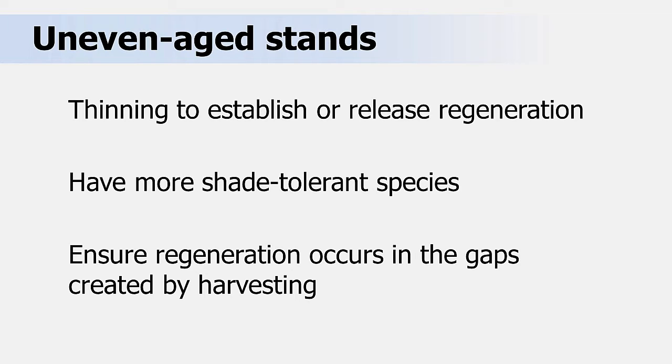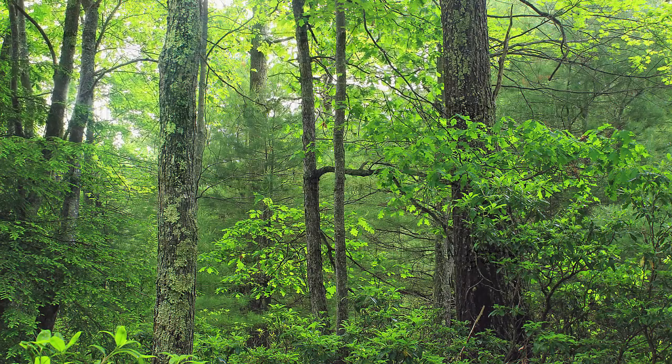Uneven age stands frequently have more shade-tolerant species, and the intent of the management is to ensure regeneration occurs in the gaps created by harvesting individual or small groups of trees. It is imperative that every harvest establishes regeneration and that the cut removes trees in all size classes. In an uneven age stand, big trees are usually old and small trees are usually young.